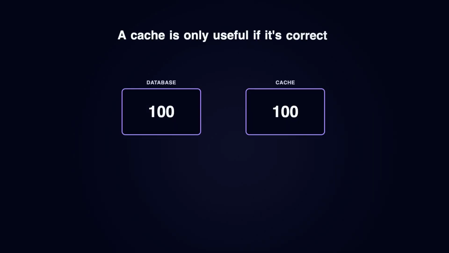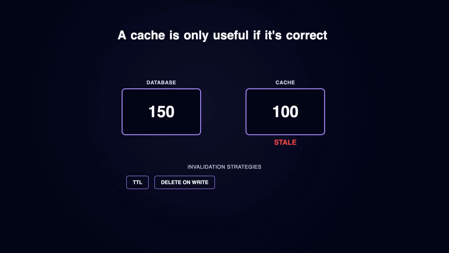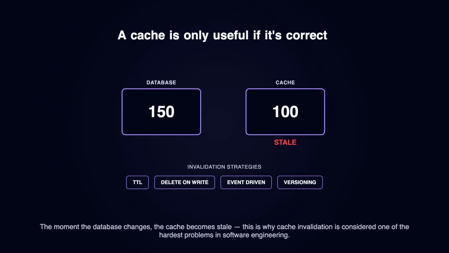A cache is only useful if its data is correct. The moment the database changes, the cache becomes stale, which is why cache invalidation is considered one of the hardest problems in software engineering. Common strategies: expire it after a fixed time, delete it on every write, invalidate it through an event, or simply bump a version number.